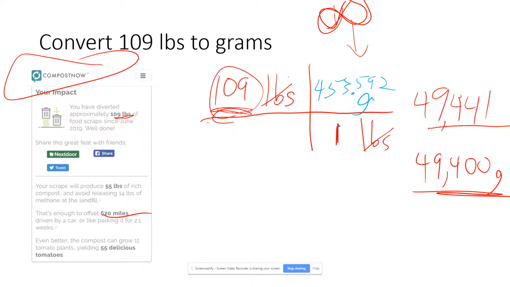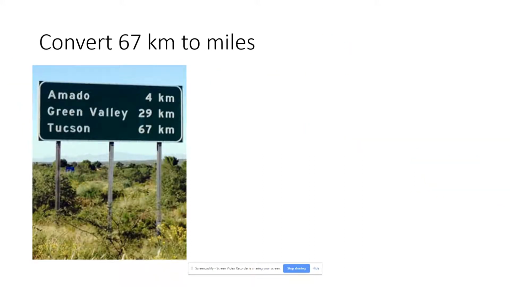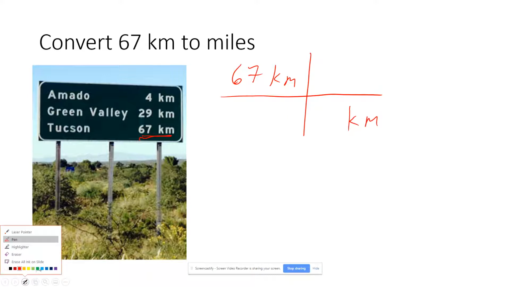All right, moving on. Convert kilometers to miles. So same situation. Let's say we're in Arizona and we get to Tucson and we see that it's 67 kilometers to Tucson. And we're like, we don't know what the heck that means. So we want to get out of kilometers because we're not Europeans, although it'd be nice if we did know what kilometers were. And we want to go to miles.